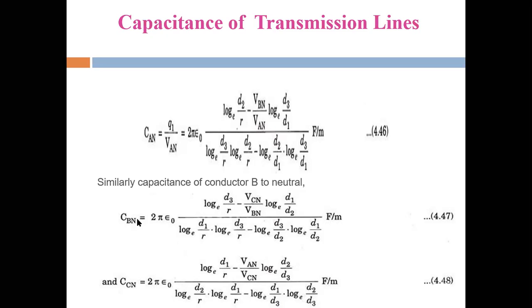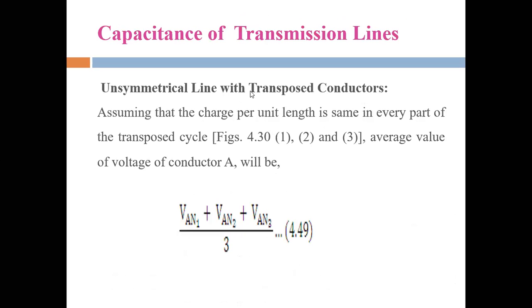We write down the equations for those next two also. Otherwise, we calculate the Q1 and after that we substitute Q1. So we calculate the Q2 by VBN, or CCN is equal to the Q3 by VCN. That is the capacitance of conductor A, conductor B and conductor C for unsymmetrical spacings. Next, the unsymmetrical lines with transposed conductors.